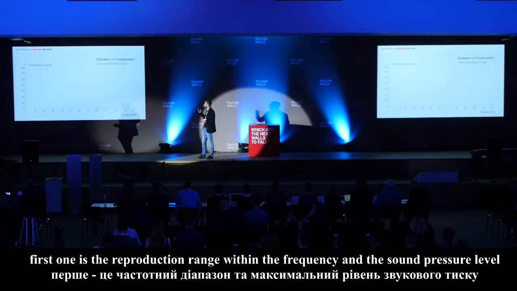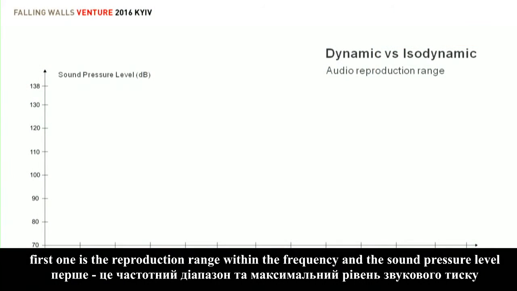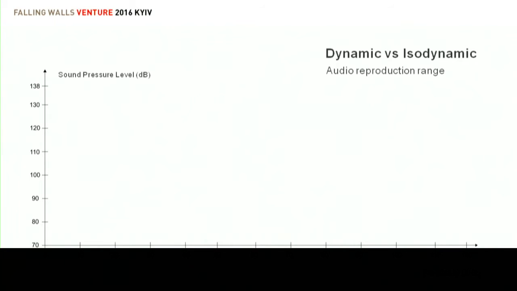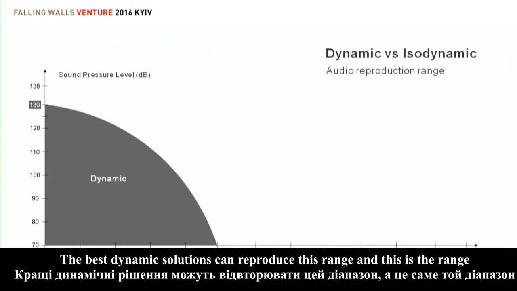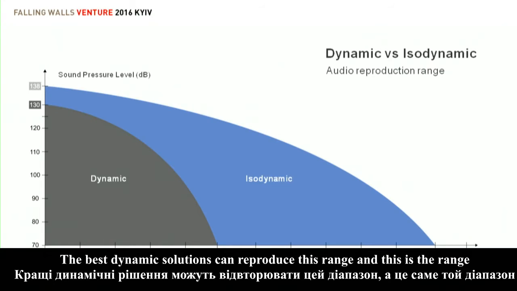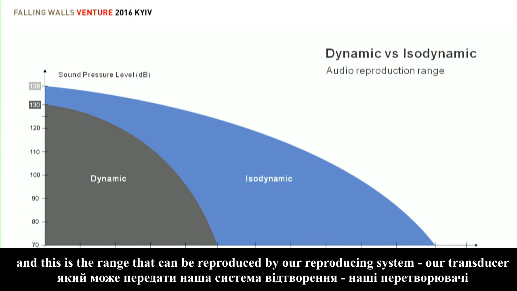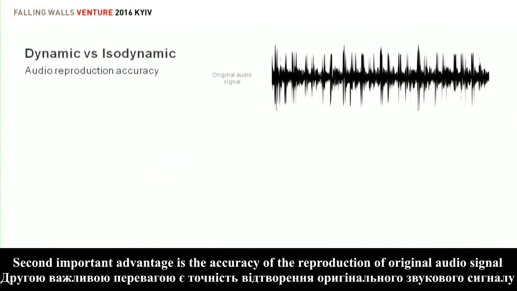First one is the reproduction range within the frequency and sound pressure level. The best dynamic solutions can reproduce this range. And this is the range that can be reproduced by our reproducing system, our transducer. Second important advantage is the accuracy of the reproduction of the original audio signal.